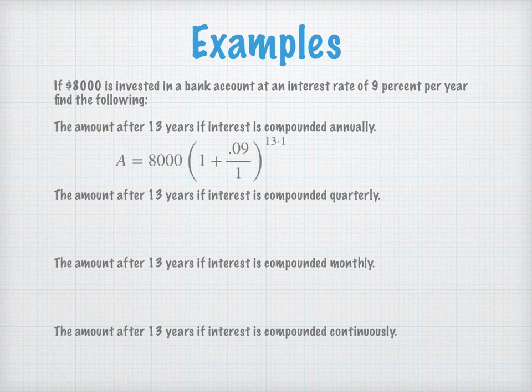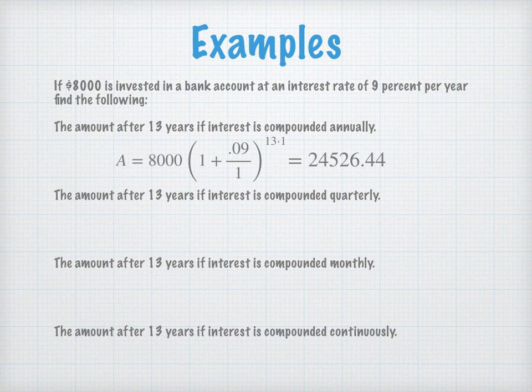Plugging everything in for our first part, if we're compounding annually, we're compounding once per year. So N would be equal to 1. Our rate is 9%, so our value for R is 0.09. Our initial value, the initial principal in our account, is $8,000, and we're leaving it in there for 13 years. So plugging everything in and entering it into our calculator, we should get, rounding to 2 decimal places since we are dealing with money, $24,526.44.